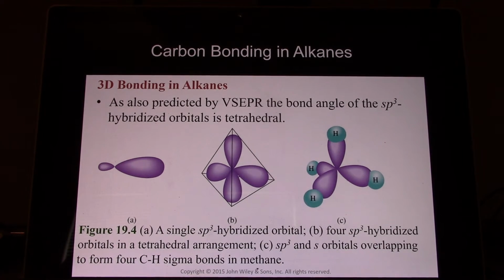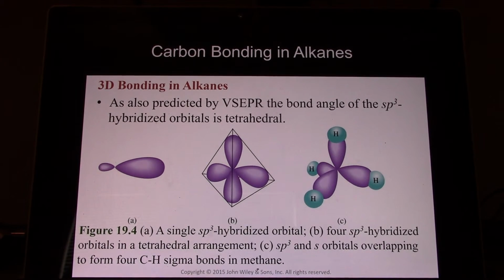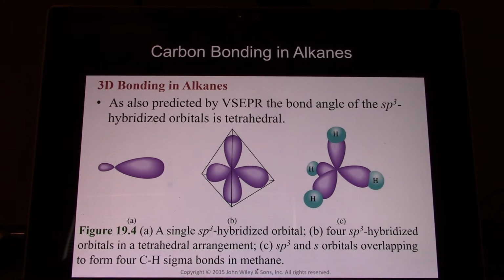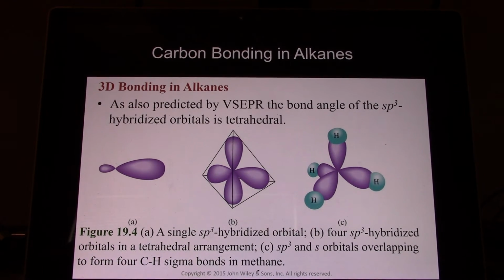3D bonding in alkanes. Because they're all single bonds, there are 4 single bonds coming off of each carbon. So they're sp3 hybridized. And they form a tetrahedral structure. Alkanes form tetrahedral structures.